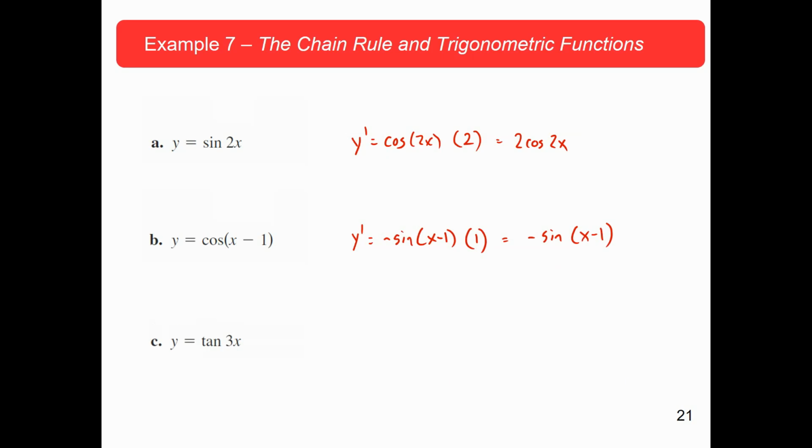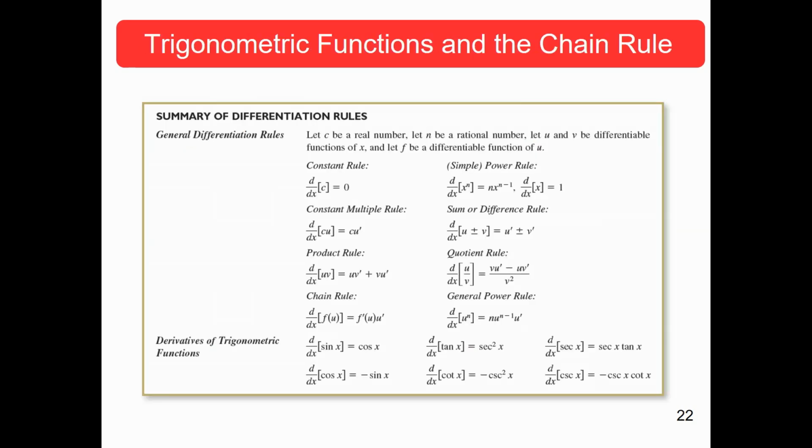What about tangent of 3x? Same deal. Derivative of tangent is secant squared, leave the argument alone, but then we have to multiply by the derivative of the argument, and we get 3 secant squared of 3x. So that's all you have to do when we talk about trig functions in the chain rule. So let's look at a complete breakdown of everything that we have learned in terms of differentiation.